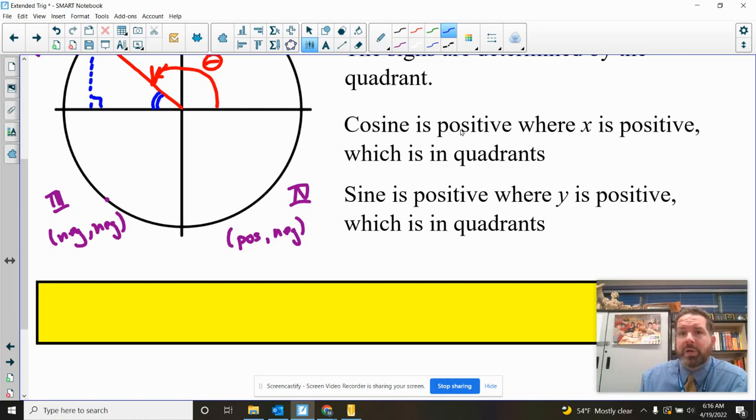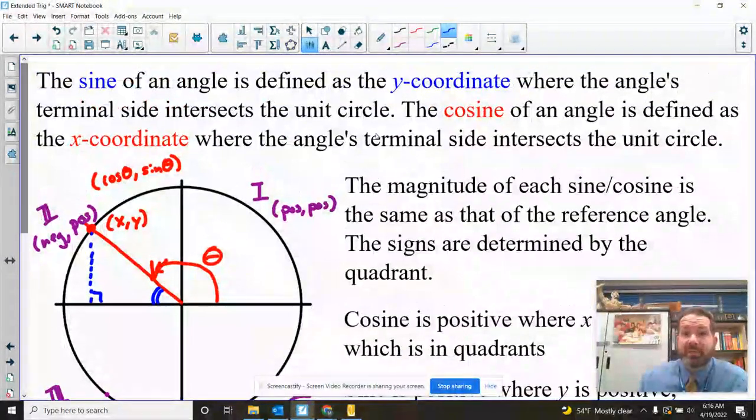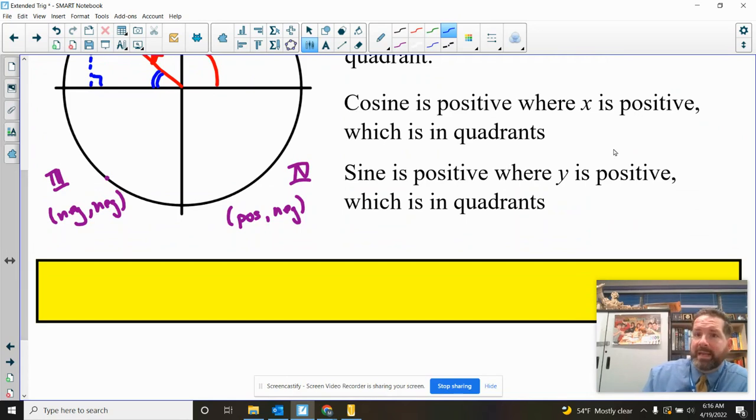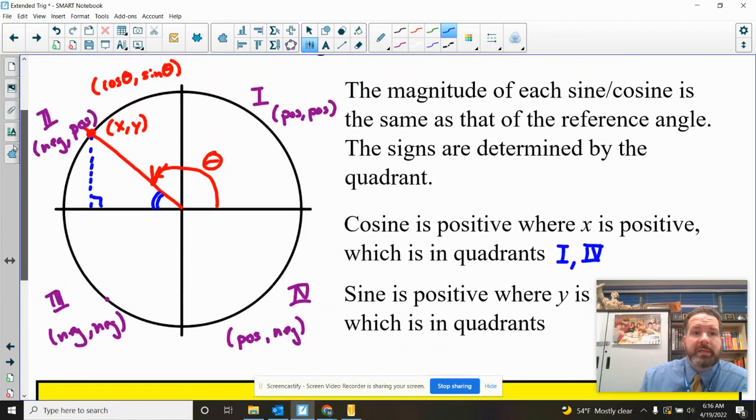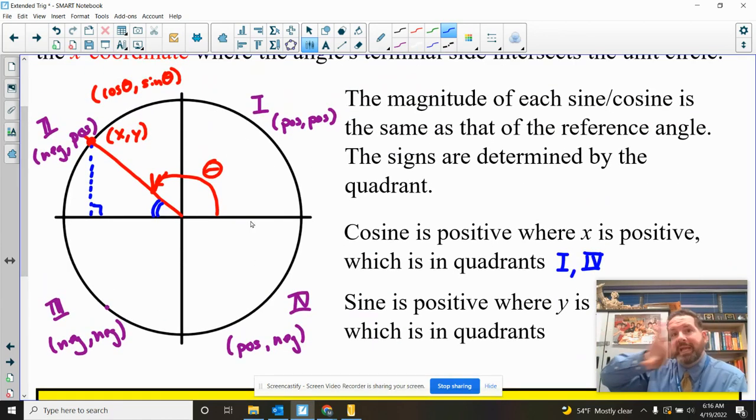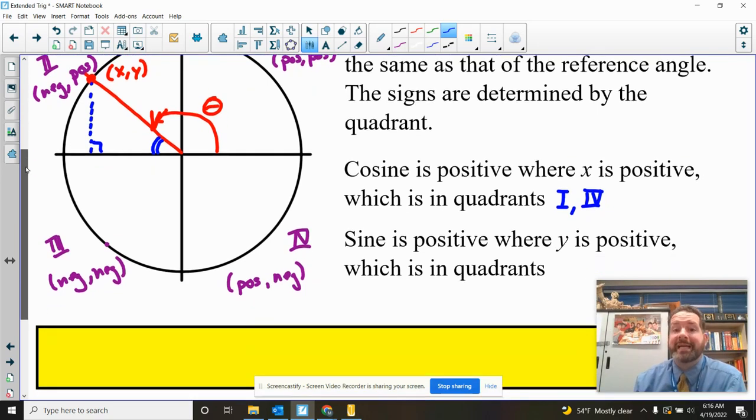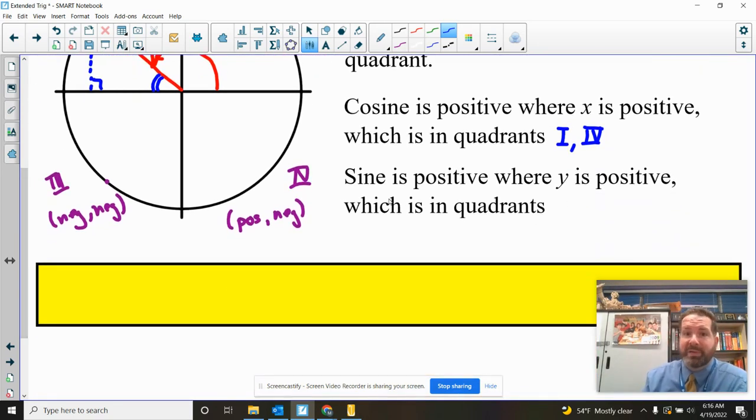Now, let's summarize here. So cosine is positive where x is positive. Remember, the definition of a cosine is an x coordinate on the unit circle. So that's going to happen in quadrants 1 and 4. That's going to be my quadrant here, and here, the ones that are to the right of center. For sine, sine is positive where the y's are positive. Make this connection and this connection very clear. That needs to be ingrained in your brain. Cosine is x, sine is y. Y is positive above the x-axis, which is in quadrants 1 and 2.